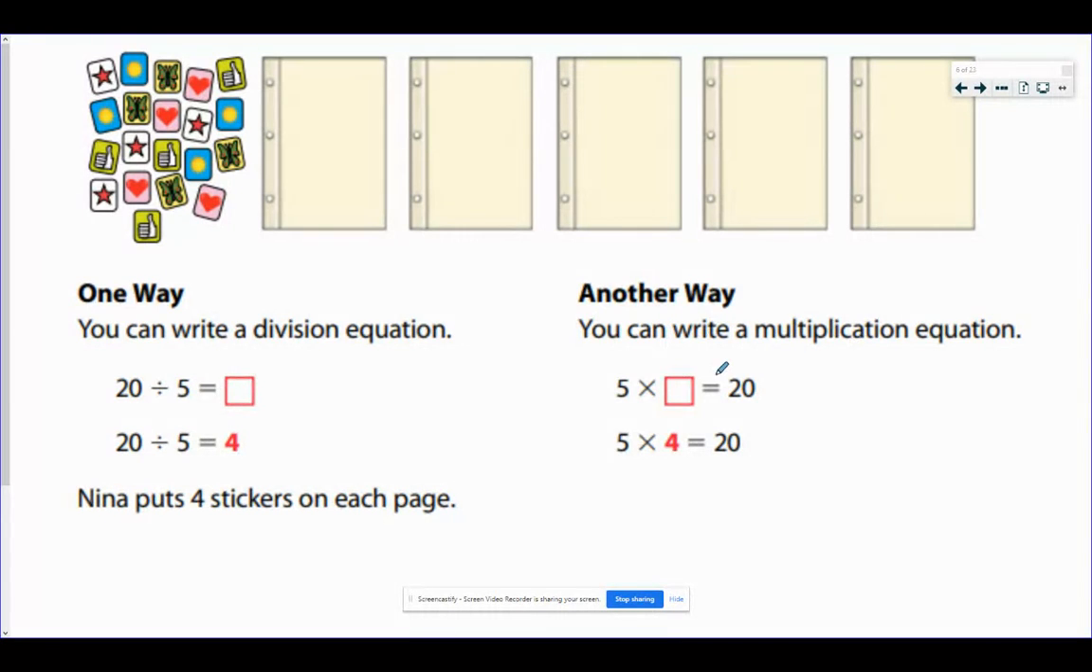We could write it as a multiplication equation: 5 times the number I don't know gives me 20. And we see that it is 4. Nina puts 4 stickers on each page. If we count it out, 1, 2, 3, 4, 5, 6, 7, 8, 9, 10, 11, 12, 13, 14, 15, 16, 17, 18, 19, 20.